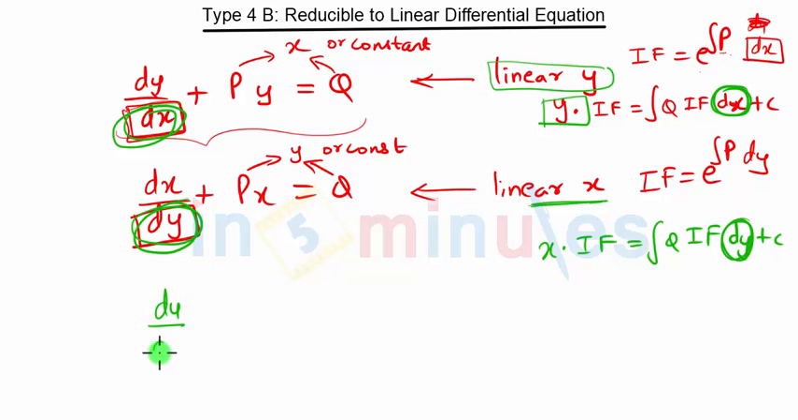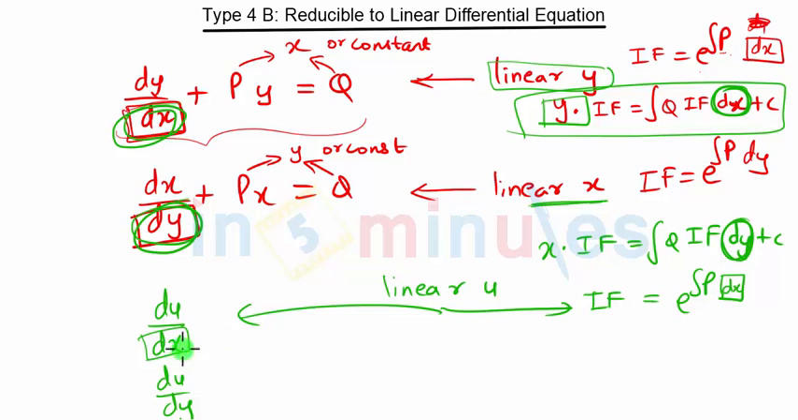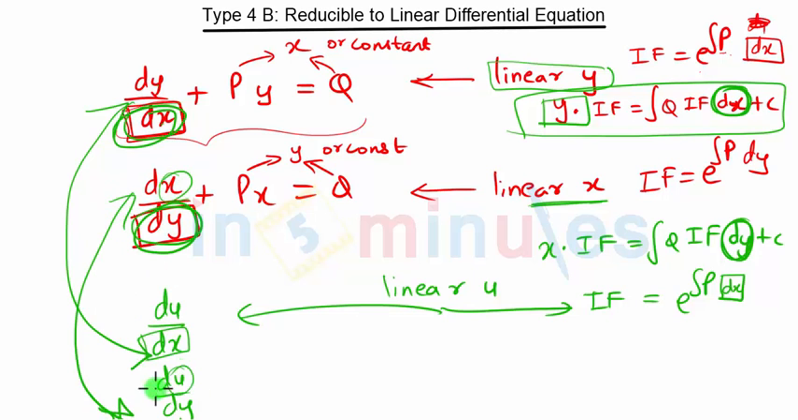Similarly, we do it for du by dx and du by dy. So this is the linear equation in u. For this case, the integrating factor will be e raised to integration of p, and here we write whatever is in the denominator. So in the denominator it is dx, and the integrating factor will be similar to y, because these two are the same. Here it is y, here it is u, and these two are the same. Here it is x and here it is u. So if you remember all these things, you can solve any type 4B problem.